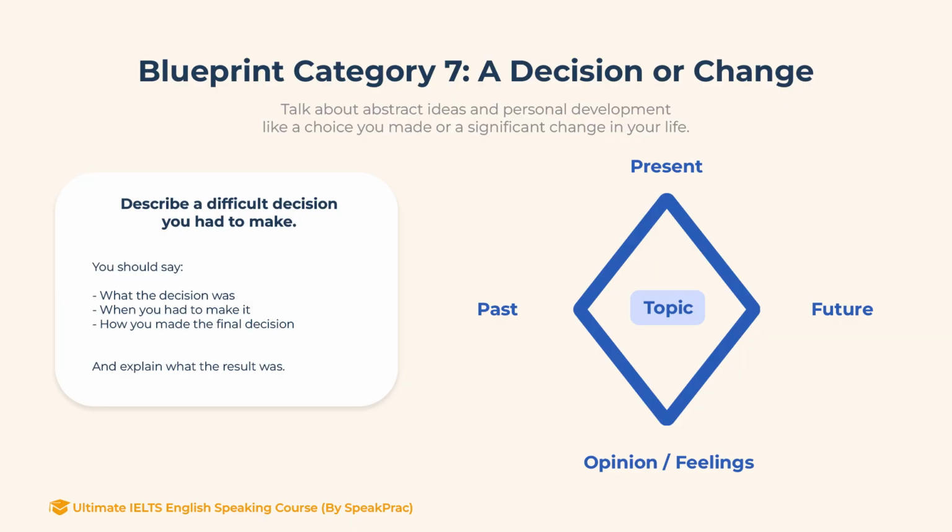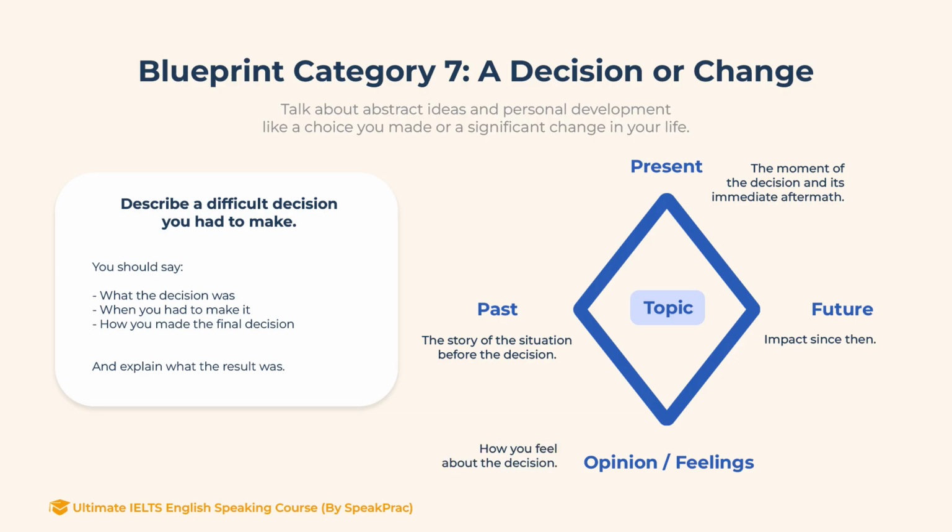This is clearly a narrative question, and you can use your topic diamond framework to structure the story of the situation. Talk about what happened before the decision, which was the past. Then describe the moment of the decision and its immediate aftermath, which at that time was the present and the description of it. Then you can discuss how this decision shaped your life since, which is talking all about the future, and then share any opinions you have and feelings as a result of it.